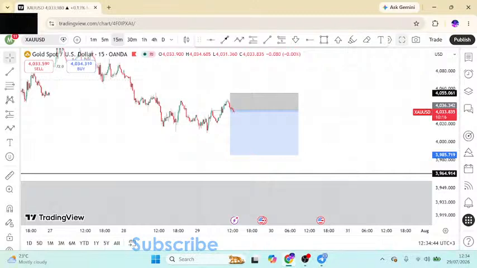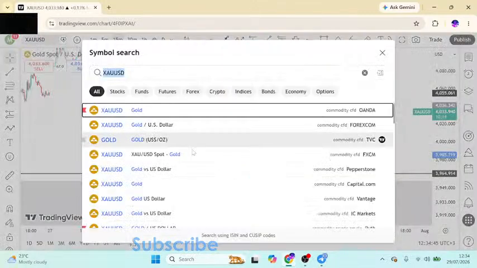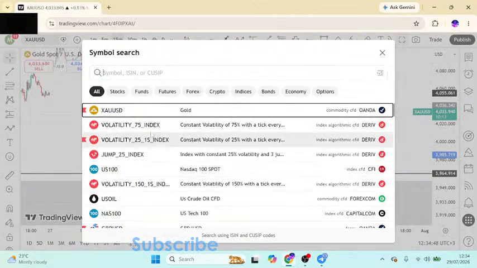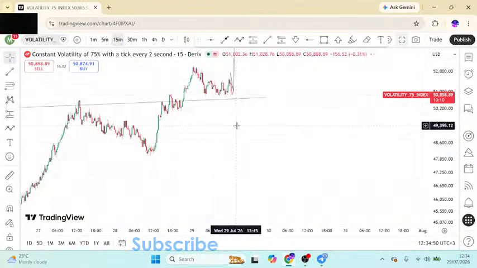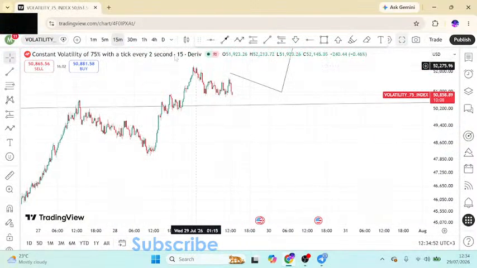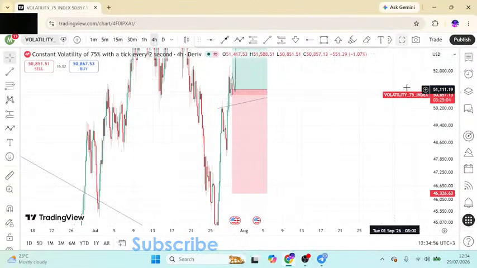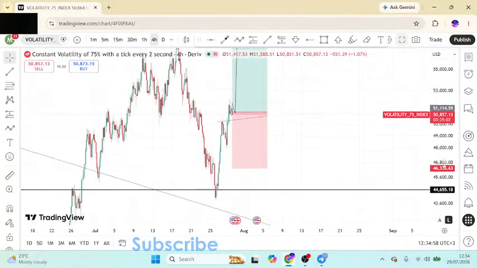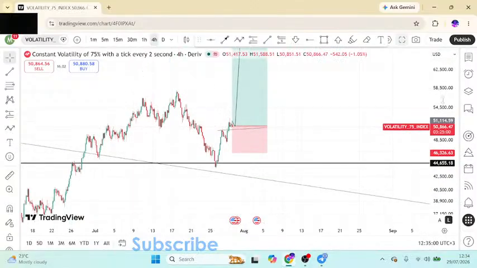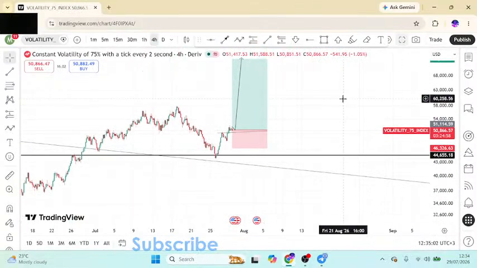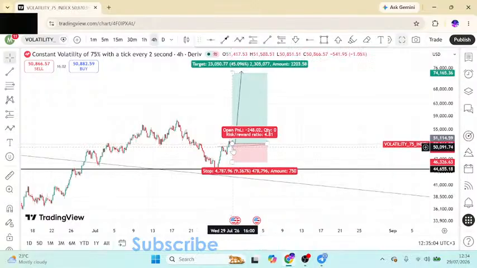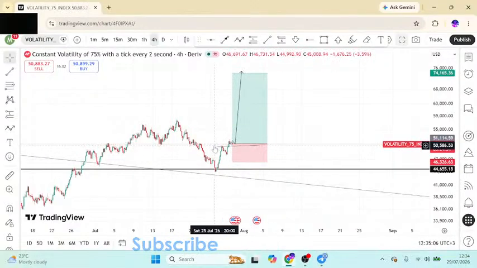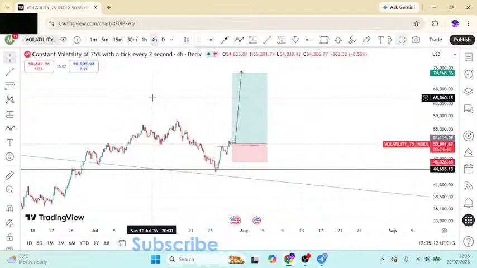So let's check on our 75 index, our volatility. It's about to target this low here. So let's wait to break that structure. If it can break, then all is good.